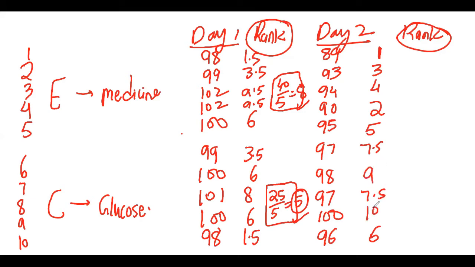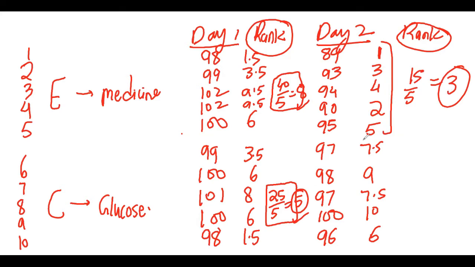So these are the ranks of the day 2. Now I will calculate the mean rank. 5 plus 2, 7, 7 plus 4, 11, 11 plus 1, 12, 12 plus 3, 15, 15 upon 5 is equal to 3. Now you can see that the mean rank here is found to be 3.